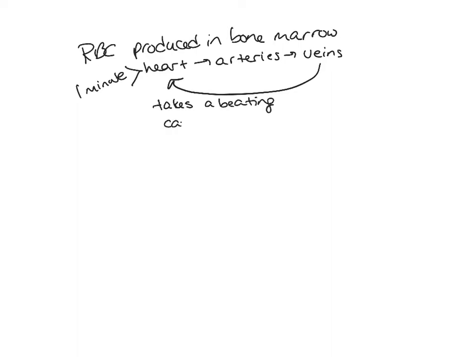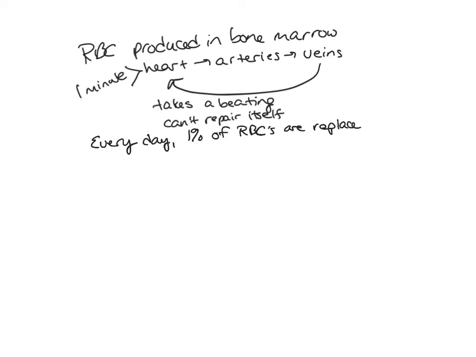So at the end of its life, the red blood cell membrane bursts, and the contents, all that hemoglobin, is going to come out, right? It's all going to come out. Every day, about 1% of your red blood cells are going to be replaced, which means 3 million red blood cells are produced every second to replace the old ones.